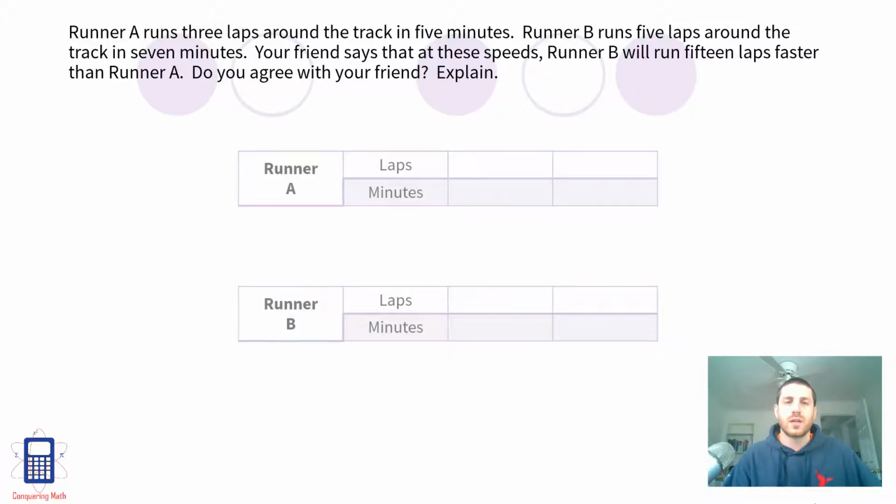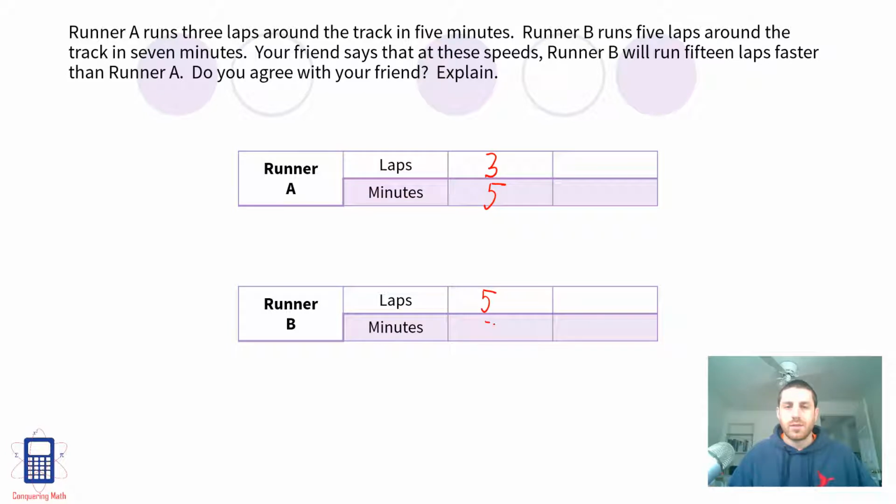So what we'll do is we'll set up a little table here for runner A and for runner B. And we know that for runner A, she's running 3 laps in 5 minutes. And runner B, she's running 5 laps in 7 minutes. And so the idea here is your friend is saying, well, runner B is going to win, and we need to figure out if we agree, and it's a 15-lap race.